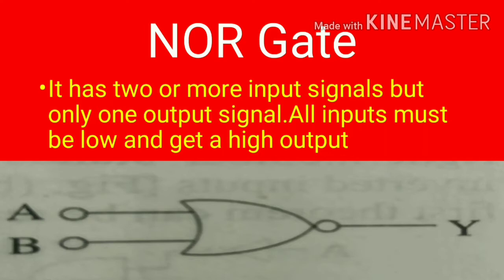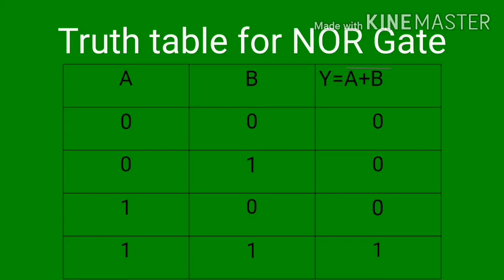NOR gate can be simply explained as OR plus NOT gate. Truth table for NOR gate is given below. For the input values 0 and 0 for A and B, the output value will be 1. For the remaining values, the output value will be 0. The truth table for NOR gate and AND gate with inverted inputs is the same.